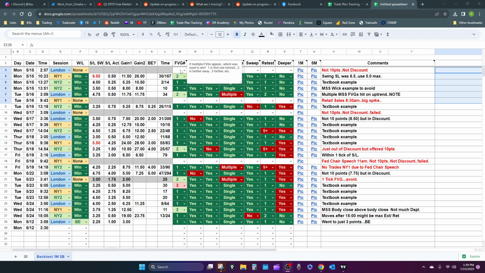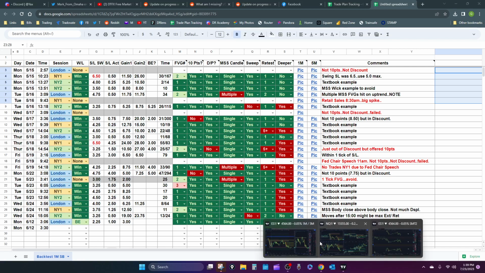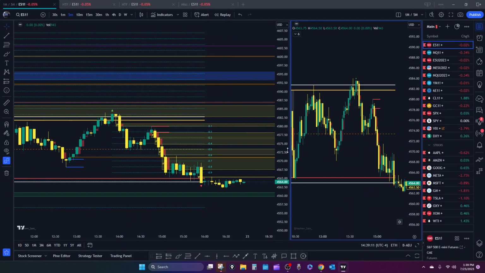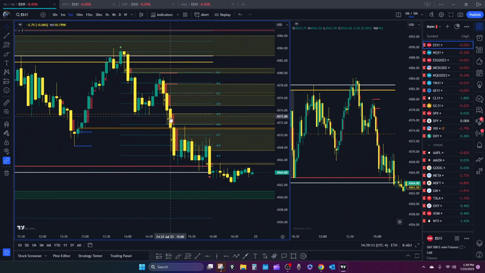So what this means is, let me pull up an actual chart here. Let's see, I should have had that up already. Here's a good example. So here's multiple fair value gaps right here, okay? If it's asking you which fair value gap you used, the first one is always going to be number 1, and then as you go farther away, this is 2, this is 3, this is 4.